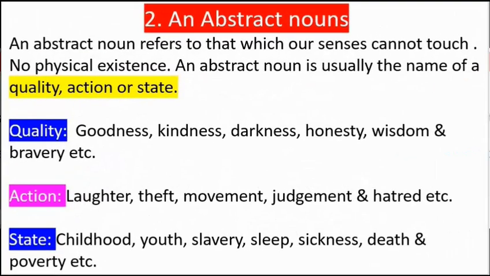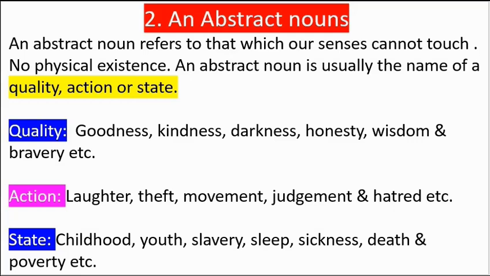And the second one is quite opposite to the concrete noun. The second one is an abstract noun. What does abstract mean? Which you cannot see. Concrete noun was physical existence. Here there is no physical existence, just feelings which you can feel. That kind of thing we say is an abstract noun. An abstract noun refers to that which our senses cannot touch. No physical existence. An abstract noun is usually the name of a quality, action or state.